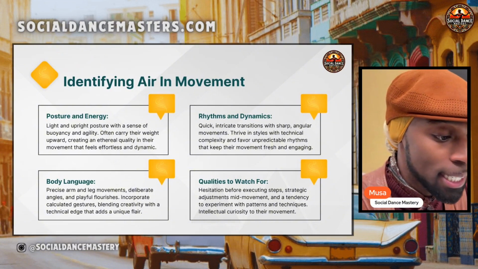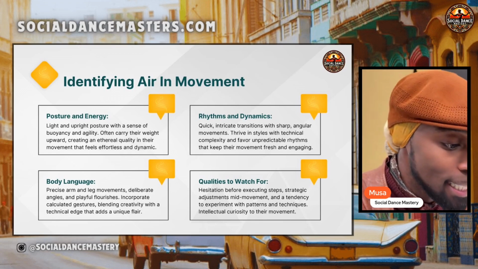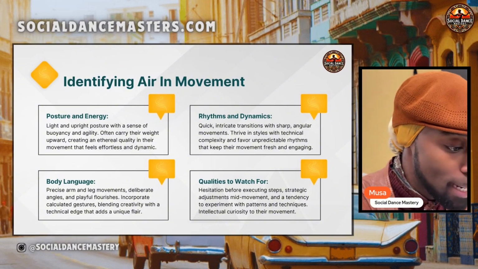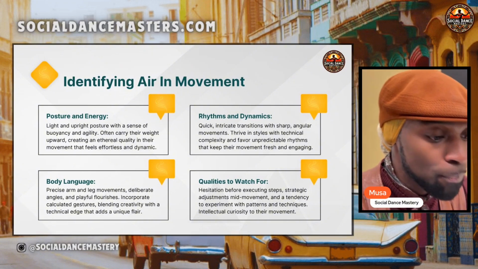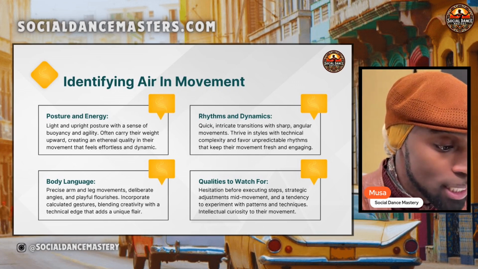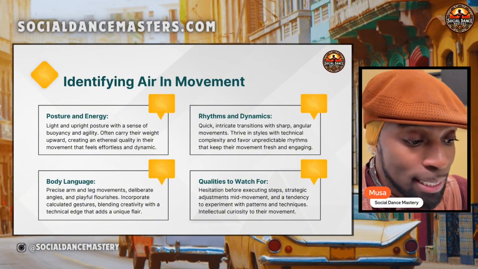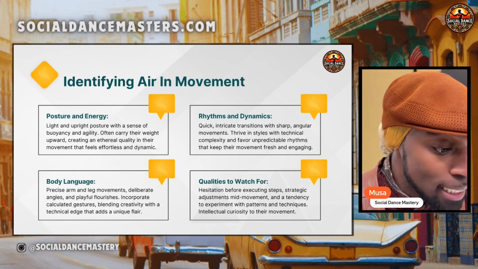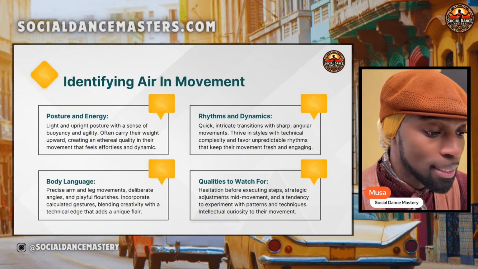The air's posture and energy is light and upright posture with a sense of buoyancy and agility. So you can see that posture in the air dancers. Their body language is precise arm and leg movements, deliberate angles, flourishes. The rhythm and dynamics are quick, intricate transitions with sharp angular movements, right? And some of the qualities to watch are hesitation before execution, strategic adjustments, and subtle, detailed movements, right?